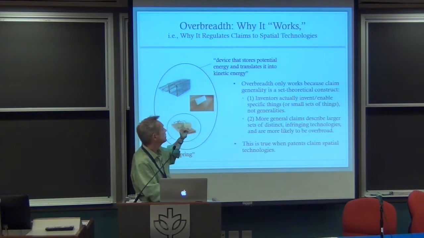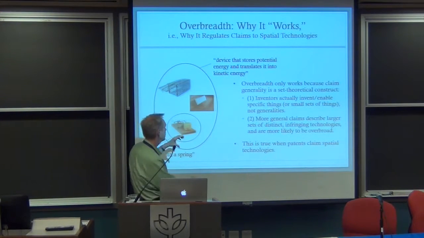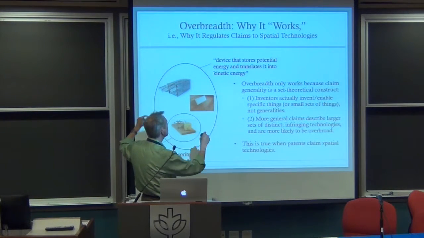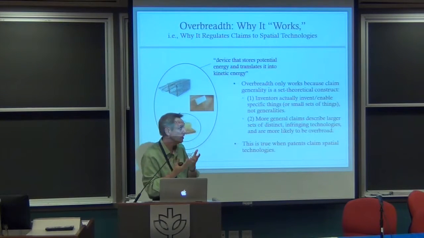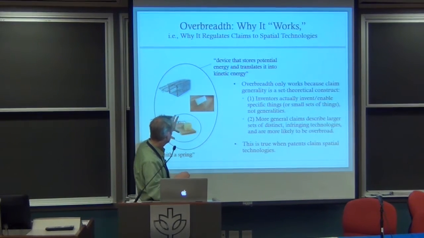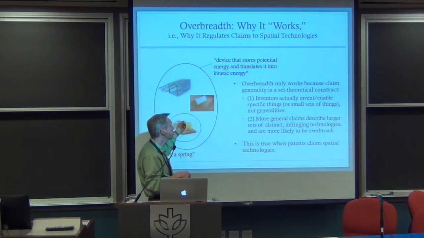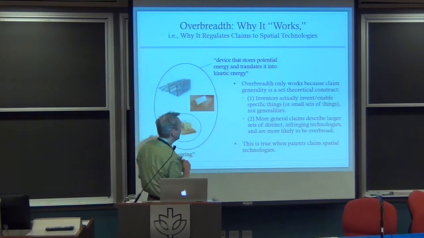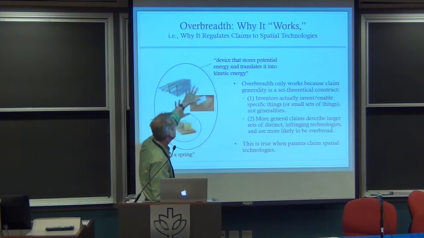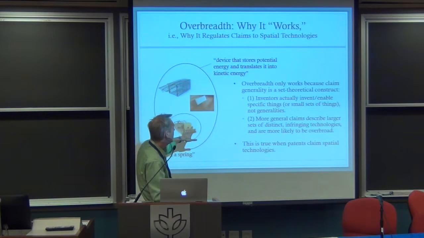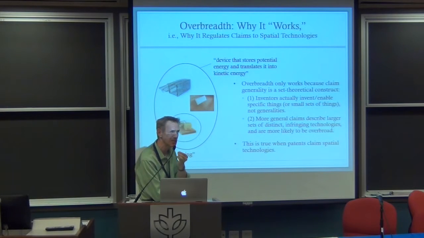Overbreadth only works because claim generality is a set theoretical construct. That is, the larger the claim scope, the larger the set of distinct objects within the claim. In fact, that's the definition of claim generality most of the time. Inventors disclose things that are closer to specific things or smaller sets of things, and then we allow claim scope in some way to generalize beyond that. A larger set of things ends up being claimed. But what's important is the set of things within claim scope expands as claim scope expands. In fact, it's impossible to have a thing which is the generality. A generality only exists as a collection of specific things.